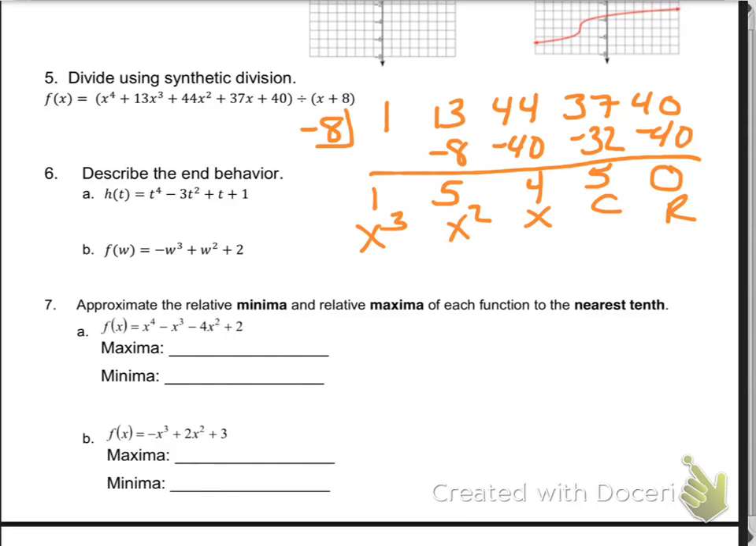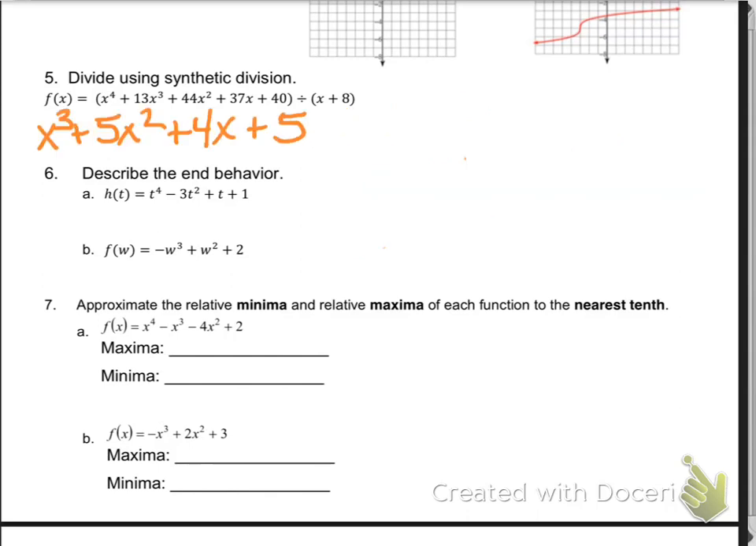Okay, so look what I did. I did synthetic division. Now I know that x plus 8 is a divisor of my dividend, remember, because my remainder is 0. So there's a good chance I might ask that question. All right, so I'm going to write this down, and then I'll do number 6.